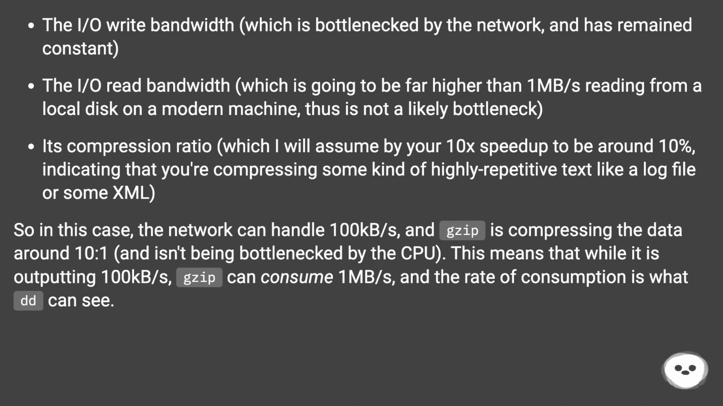So in this case, the network can handle 100 kilobits per second, and Gzip is compressing the data around 10 to 1, and isn't being bottlenecked by the CPU. This means that while it is outputting 100 kilobits per second, Gzip can consume 1 MB/s, and the rate of consumption is what DD can see.